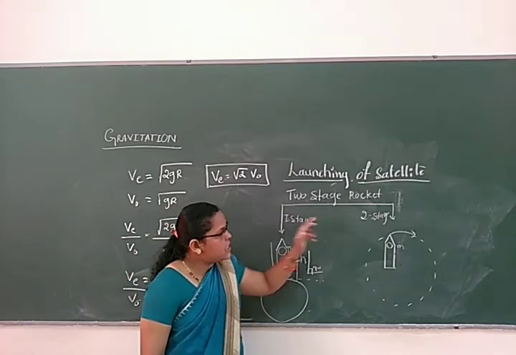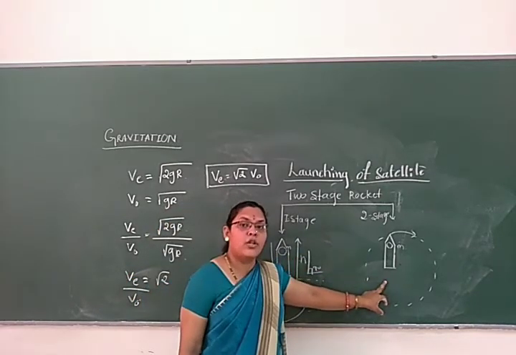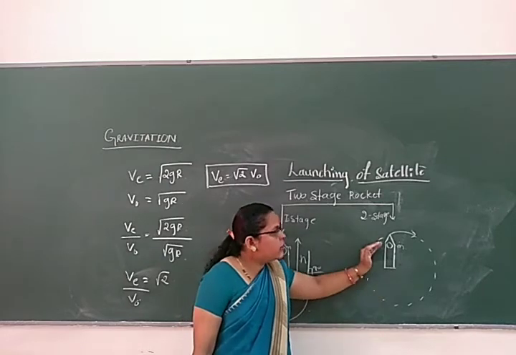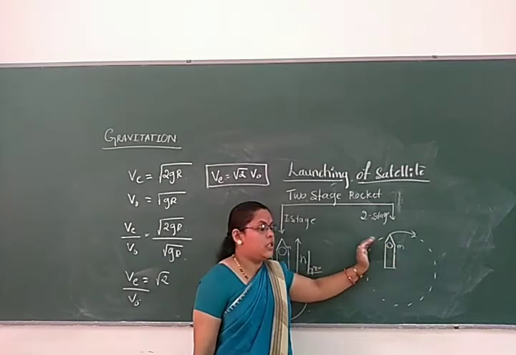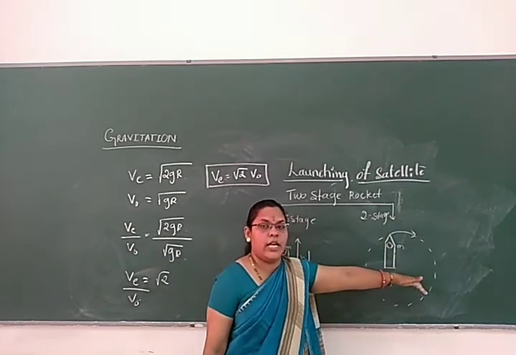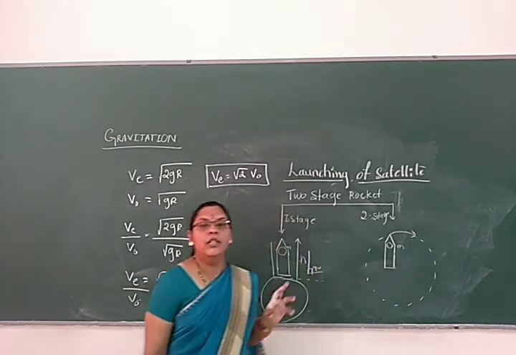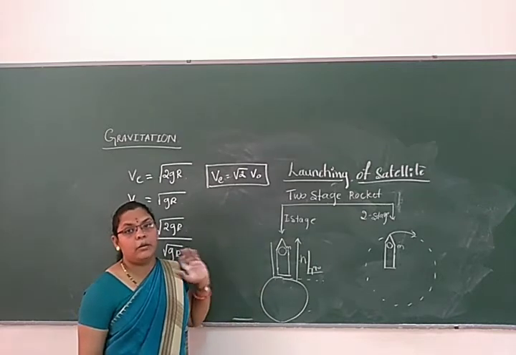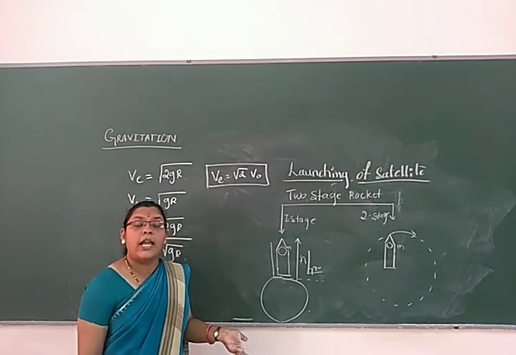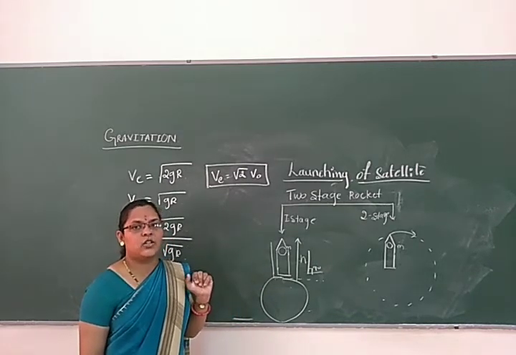Then after, in the second stage, we need to supply the horizontal velocity there. When it gains the horizontal velocity, it will turn into the horizontal direction and get detached. The satellite will start taking the revolution around the earth. So this is very important. To launch the satellite, we are using the two-stage rocket here.